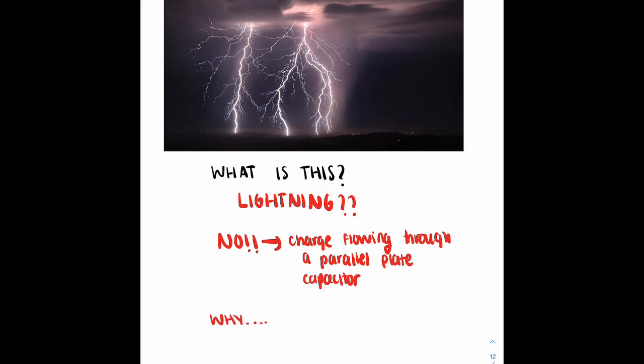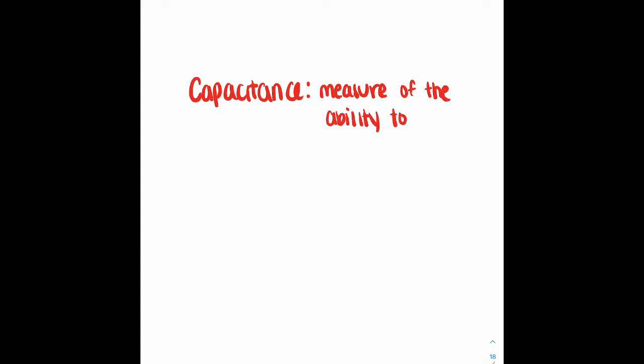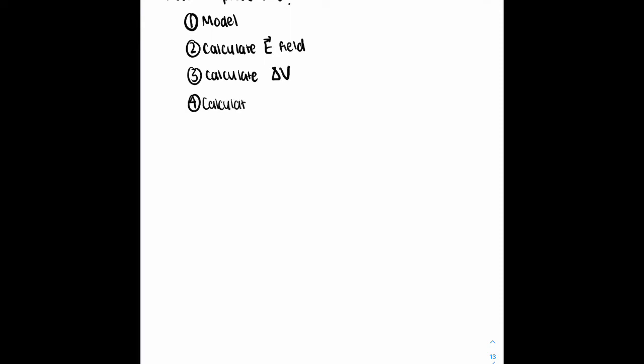Why would we say this? Don't trust me. Let's figure this out together. Let's first remind ourselves of the definition of capacitance. It's the ability of an object to store charge. So how do we go about calculating capacitance? Well, first, like always, we build a model. And then we can calculate the electric field in this model. Once we have that, we can calculate the change in potential. And then finally, using our new formula, Q equals CV, we can calculate capacitance.